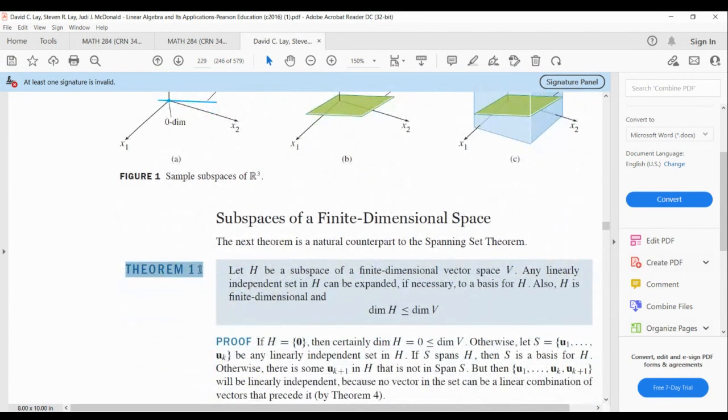Theorem 11. This makes sense. It says if H is a subspace of a vector space, then the dimension of the space H has to be less than or equal to the dimension of the vector space it lives in. It makes sense. The dimension of the subspace would have to be less than or equal to the space it lives in.